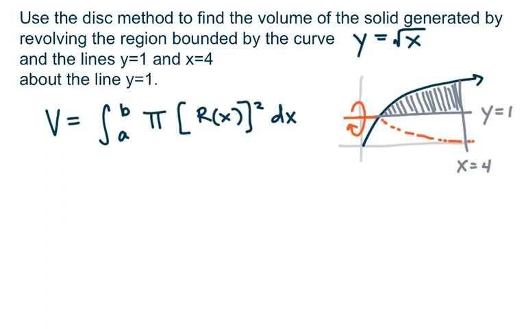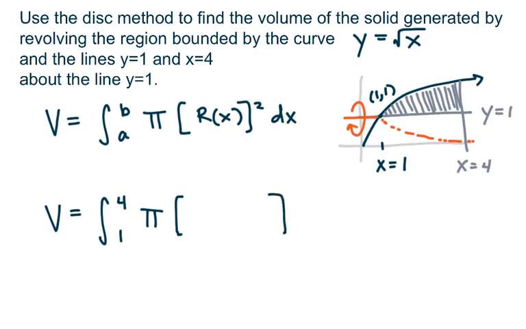So what is this point where these two lines are intersecting? We know that the point (1, 1) is on the curve right there. So that means my x's are going to go from x equals 1 to x equals 4. Those are going to be my a and b values. So setting this up, we would say V, my volume, is the integral from 1 to 4 of pi.